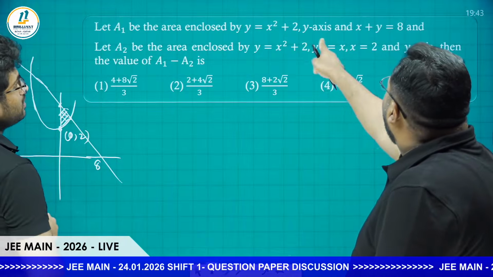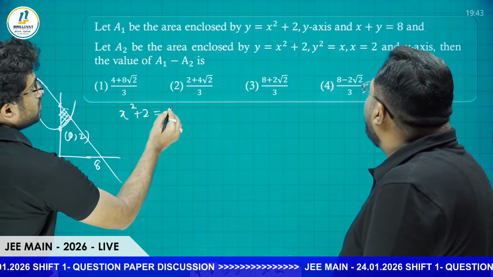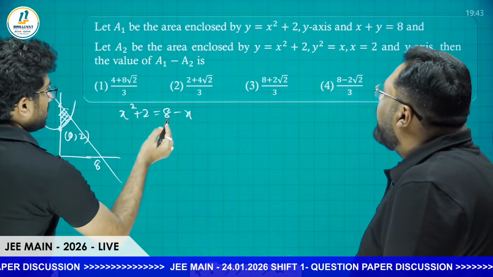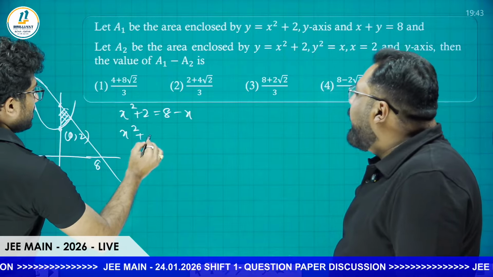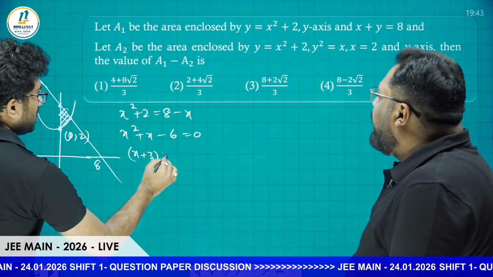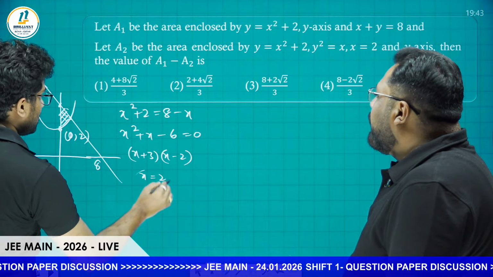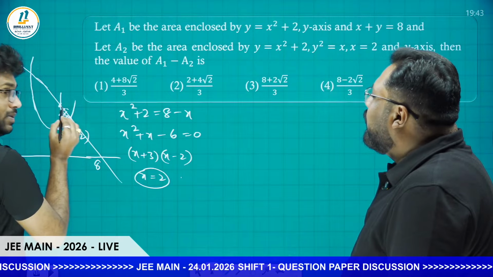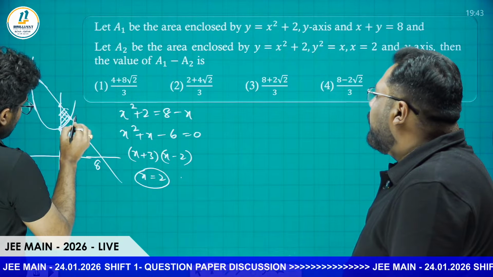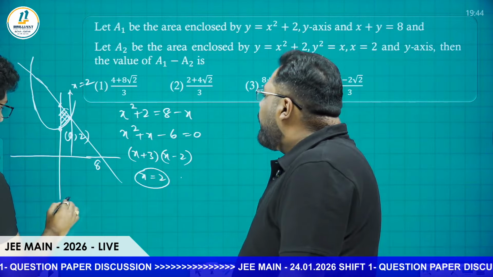So you can put y as x square plus 2 equals 8 minus x. So x square plus x minus 6 is equal to 0. (x plus 3) into (x minus 2) is equal to 0. We don't need negative, we need only positive, which is x equals 2. So this point will be x equals 2. That is enough, we don't want anything else.